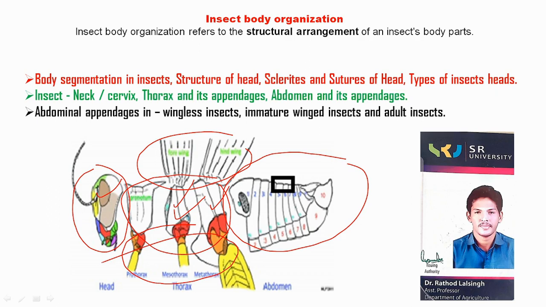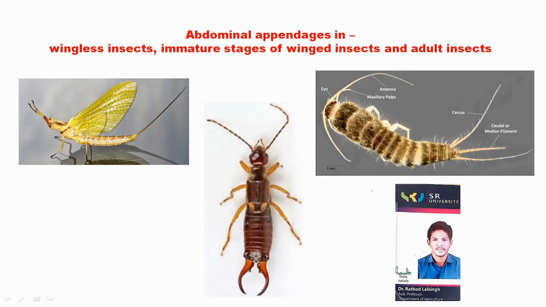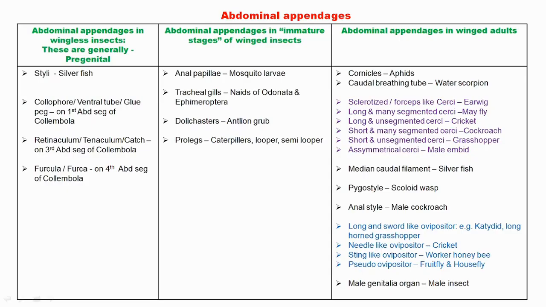We have already discussed that the abdomen contains 9 to 11 segments. Now we are going to discuss abdominal appendages in wingless insects, immature stages of winged insects, and adult insects. See here, I have listed abdominal appendages in wingless insects. These appendages are generally pre-genital, meaning they are present before the genital organ.